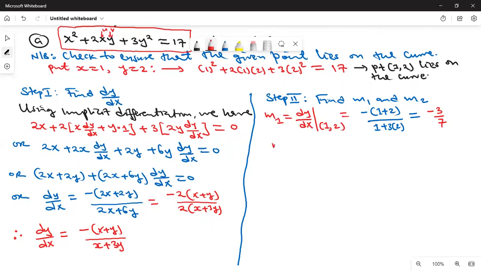What about M2? M2 is equal to negative 1 over M1. So that will give us negative 1 over negative 3 over 7. And so that will give us 7 over 3. Now we know the slopes of tangent and normal line. Now the last step, step 3.